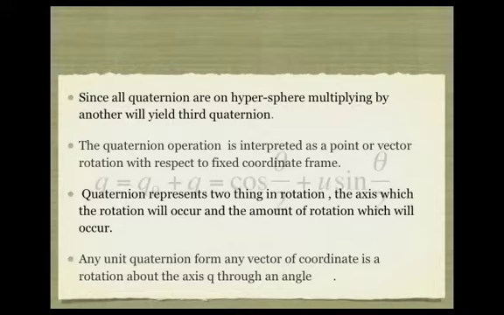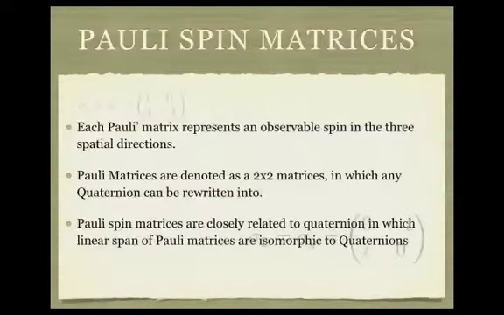Since all continuum are hyper multiplying by another, they will yield a third continuum. So continuum operation is interpreted as a point or a vector in which a rotation with respect to a fixed coordinate is framed. Continuum represents 2 things in rotation: the axis in which the rotation is occurring and the angle in which the rotation will occur. Any continuum can be formed a vector coordinate in which the rotation by the axis Q through an angle. So now we talk about the rotation.